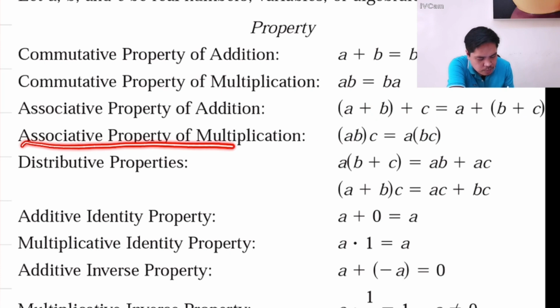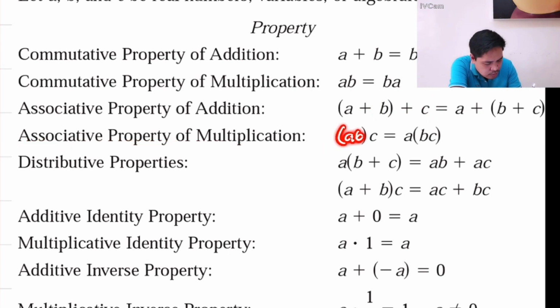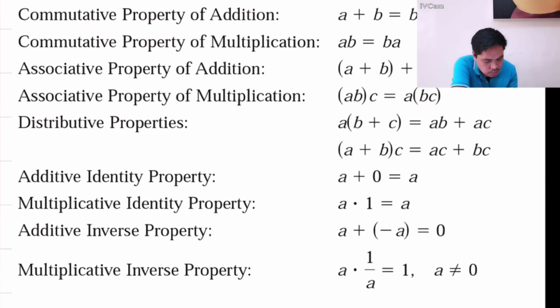For associative property of multiplication naman, the same gihapon. The product of A and B, or AB, times C is the same as A times the product of B and C. Okay? So, ato na gi-change ang iyang association. So, ang A and B dire are associated to each other, then kani, B and C naman associated to each other. So, you need to be familiar with these rules, or properties.